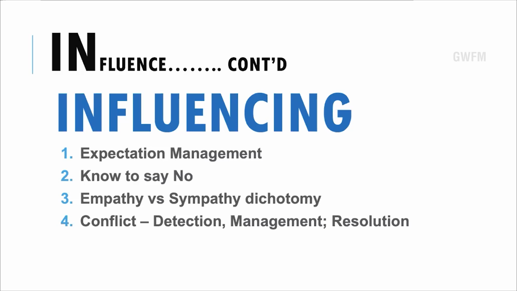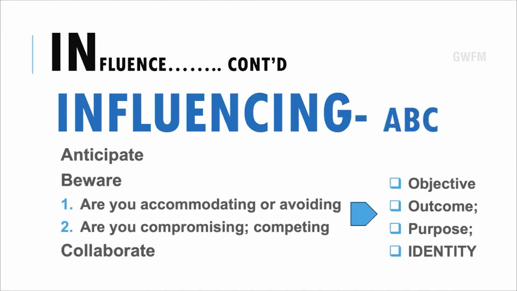So as we move to the next slide very quickly, there is objective, there is outcome, there is purpose, and most importantly, the identity. These four drivers are going to be the ABCs of influencing. So is there an aptitude to anticipate everything that we have spoken about? Is there an aptitude for us to be aware, right, of two classic traps? Are you accommodating or avoiding just for the sake of it, right? Because I want to protect my job, because I want to please others, because I want to ABCD. Am I accommodating or avoiding, right?